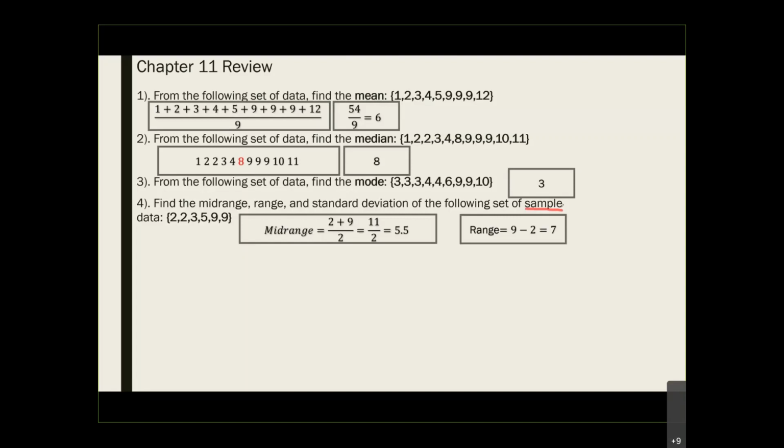So let's take a look at this, and I will mention it again once we get there. Reminder, there are 6 steps to find the standard deviation. The first step is to find the mean, just like number 1. You take each of your data, which is 2, 2, 3, 5, 9, 9, add them up, and divide by, in this case, 6 data.